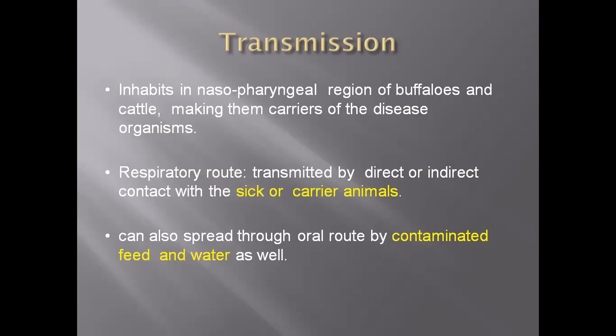Now we come to the transmission. This bacteria usually inhabits the nasopharyngeal region of buffaloes and cattle, making them carriers of this disease. Around 5% of the population of cattle and buffalo may be carrying Pasteurella multocida in the nasopharyngeal area. But it is mostly transmitted by respiratory route, by direct or indirect contact with sick or carrier animals, and it can also be transmitted by oral route by ingestion of contaminated feed and water.